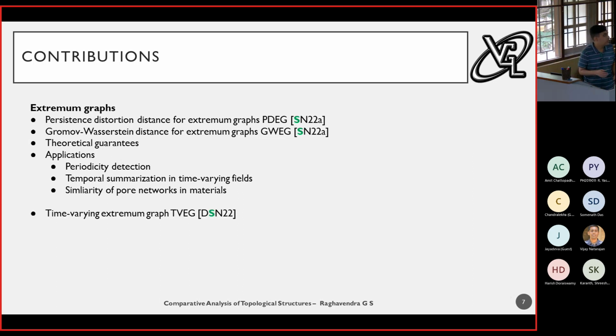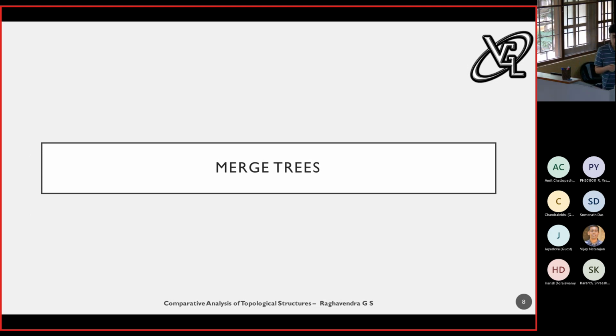And finally, we also define a time-varying data structure, called the time-varying extremum graph. We have a very simple criterion to find correspondences between features in one time step and the next time step. And we also showcase some applications in feature tracking. So we'll move on to the main part, which is the comparison measures for the merge trees. The second part would be the comparison measures on the extremum graphs.